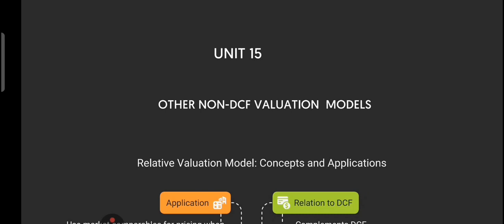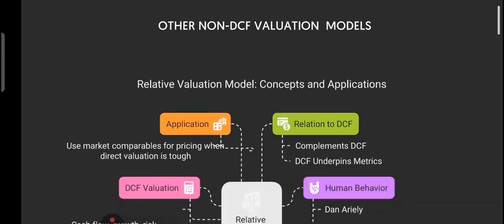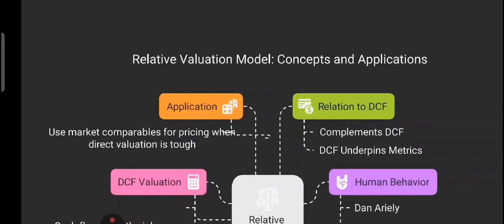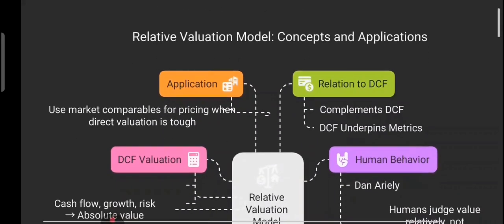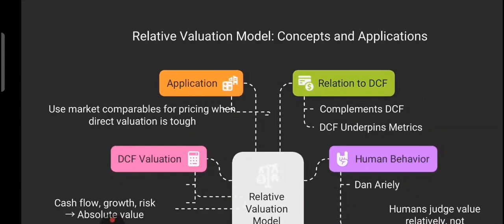We are discussing other non-discounted cash flow valuation models. The first of its kind we have is called the relative valuation model. So let's dive into the relative valuation model. See, when direct valuation is difficult, relative valuation becomes our go-to tool. It works by comparing the company with similar companies in the market.